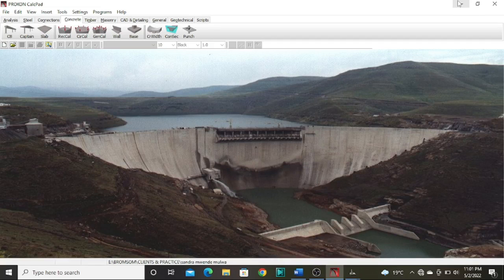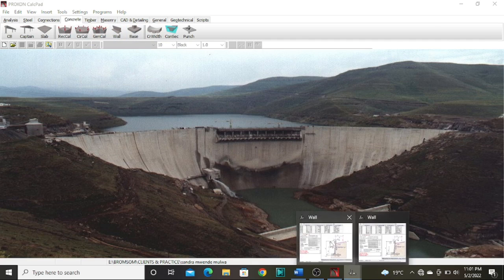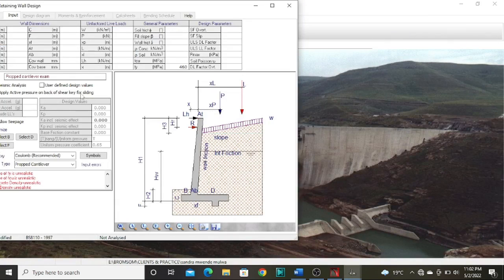Today we're going to take you through the design of a retaining wall in Prokon 2.4. Once you have pressed on your wall, first you must select concrete, press on wall, and then it opens up here. Here you have retaining wall design, and you can input your parameters at this section.